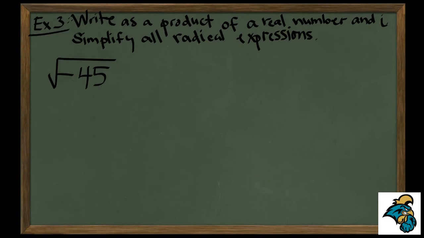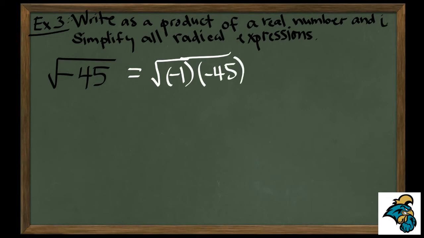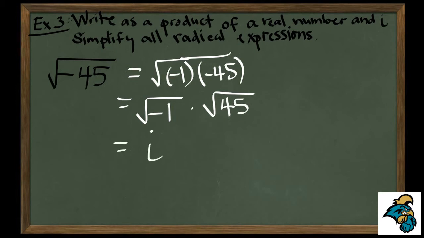Example 3 is the square root of -45. We're going to simplify it and write it as a product of a real number and i again. So we start off the same way. I'm going to separate it as the square root of -1 times 45. Okay, so I'm going to write those as two separate radicals. Square root of -1 times the square root of 45. I know that the square root of -1 is i again.